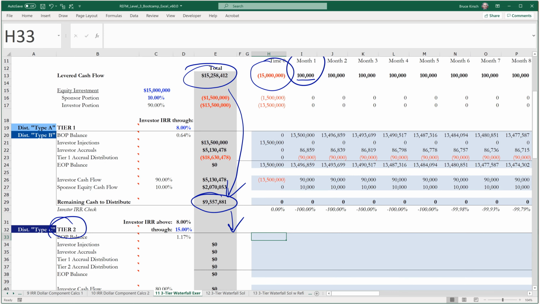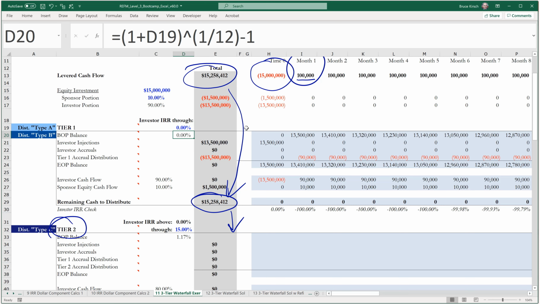Incidentally, it's always good to just play around with the inputs in these models to build your familiarity and your confidence and your understanding of them. So if we were to change the tier 1 hurdle to 0, what do we expect to see?